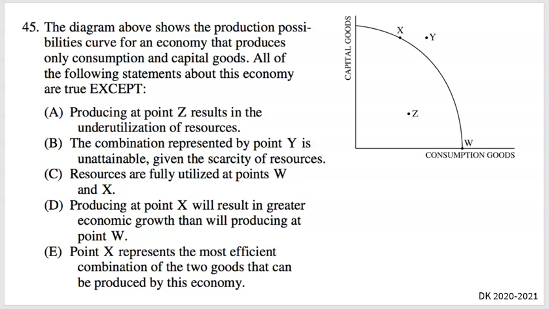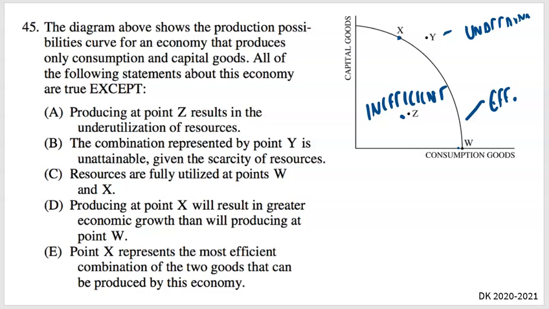Lastly, 45. So all the following are true except. So yet again, remember, inside the curve, we are inefficient. X and W, right? If you're on the curve, you are efficient. Y is unattainable without trade or without something changing, right? So here we're trying to find out the false statement.